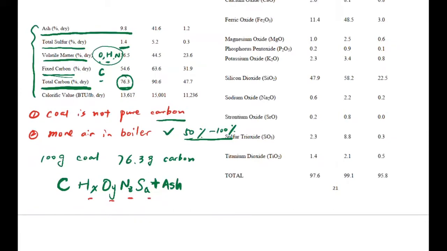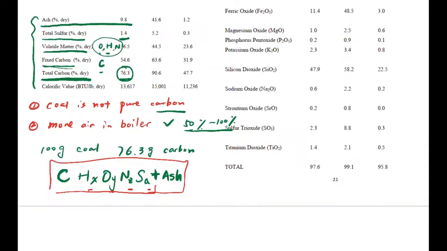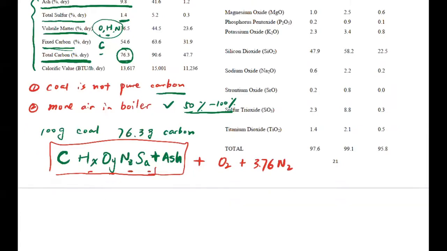And then if you have already derived this molecular formula or the expression of this coal, okay? And then we can start to introduce oxygen and nitrogen here, okay? So here you still need to consider the complete reaction, okay?